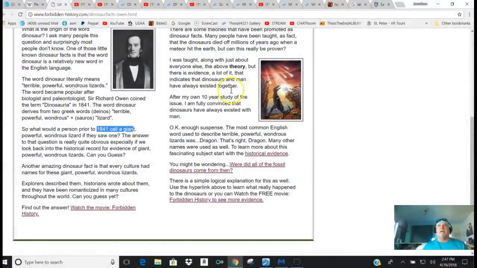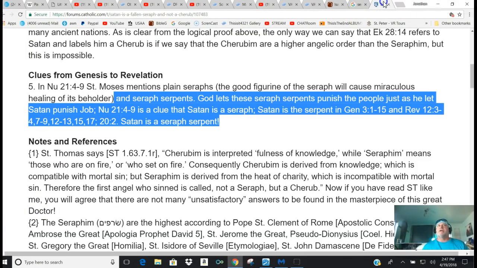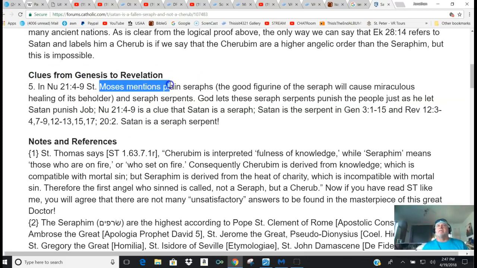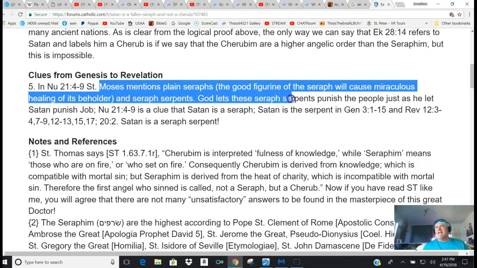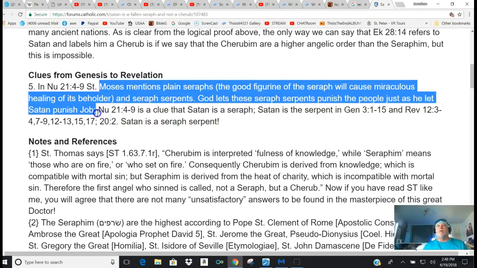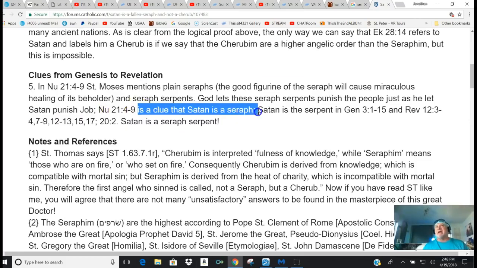You know what? Let's just look it up. I believe we should do this always. We should always vet everything. I'm going to go there right now, but while this is up, clues from Genesis to Revelation. Moses mentions plain seraphs. The figurine of the seraph will cause miraculous healing of its beholder, and seraph serpents. God lets these seraph serpents punish the people just as he let Satan punish Job. Numbers 21:4-9 is a clue that Satan is a seraph.